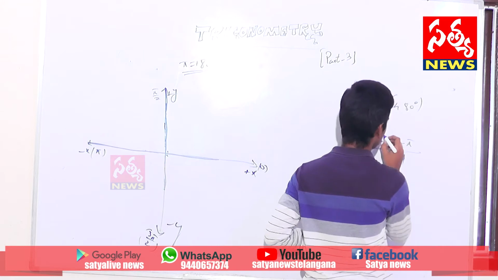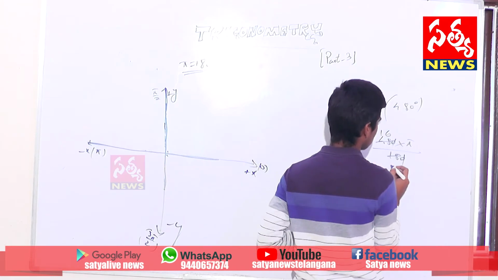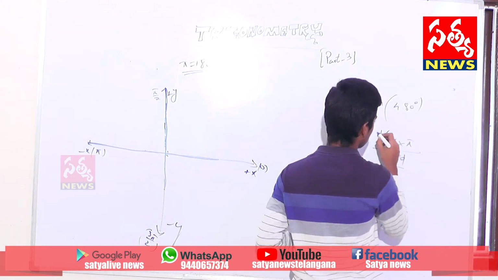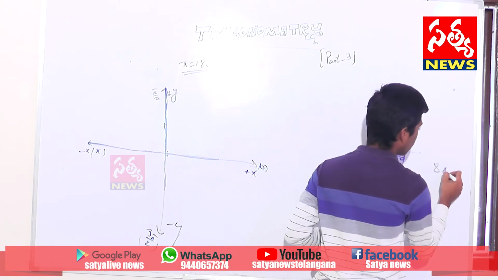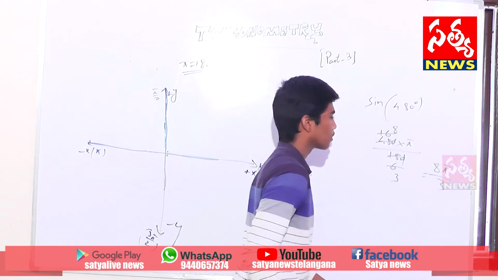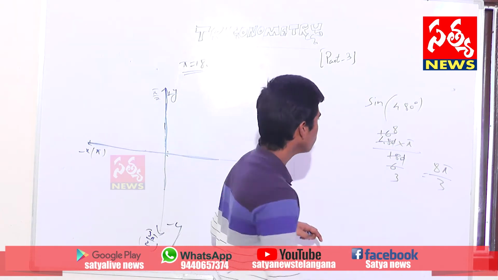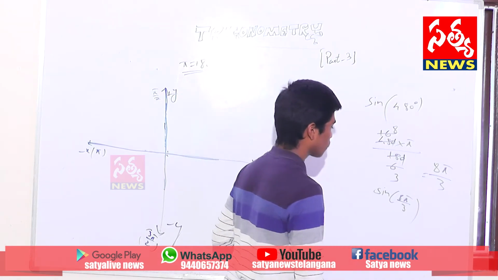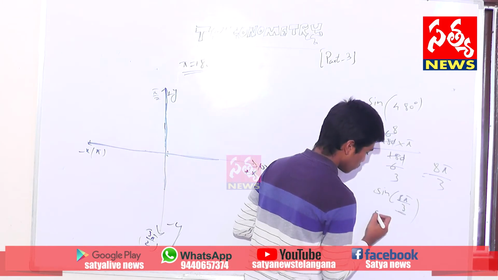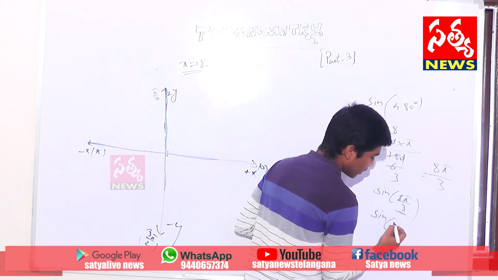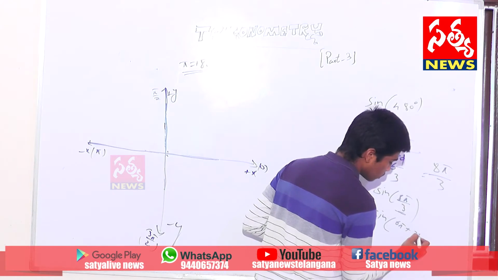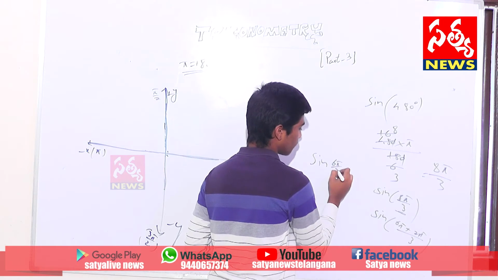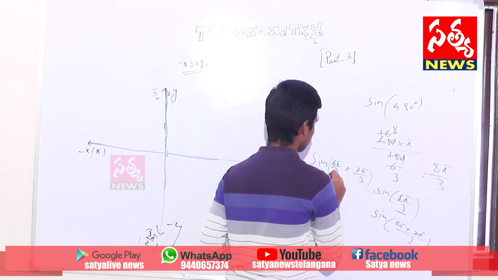So we get 8 pi by 3, right? Okay, 8 pi by 3. Now, sine of 8 pi by 3. We have to simplify this. 8 pi by 3 can be written as 6 pi by 3 plus 2 pi by 3. Now, sine of 6 pi by 3 plus 2 pi by 3.